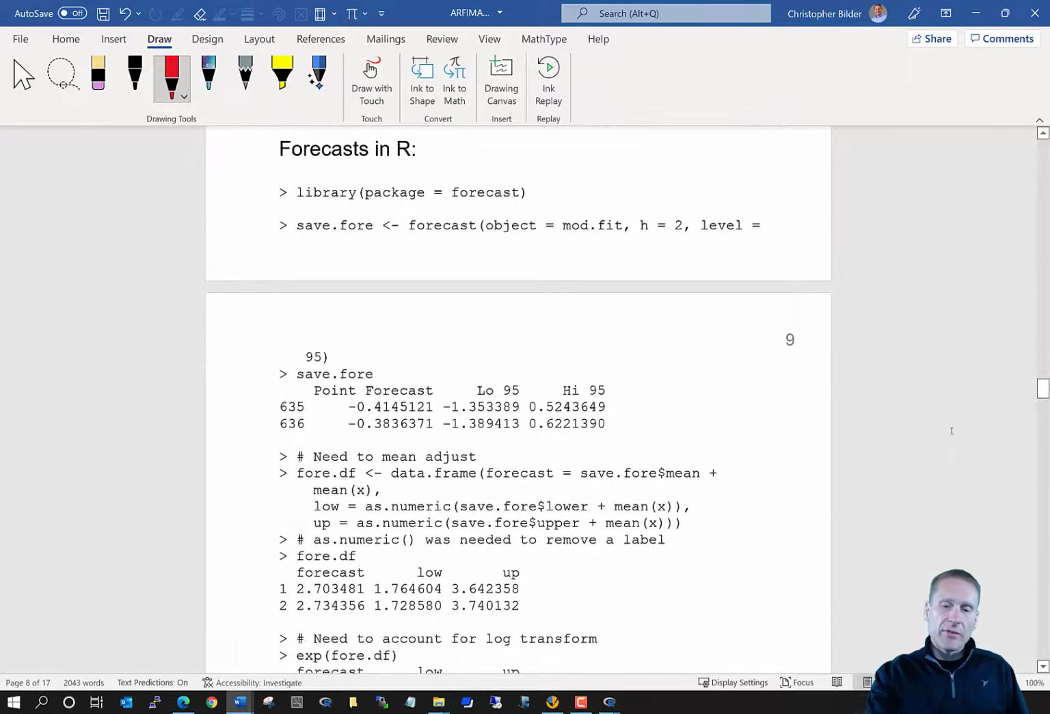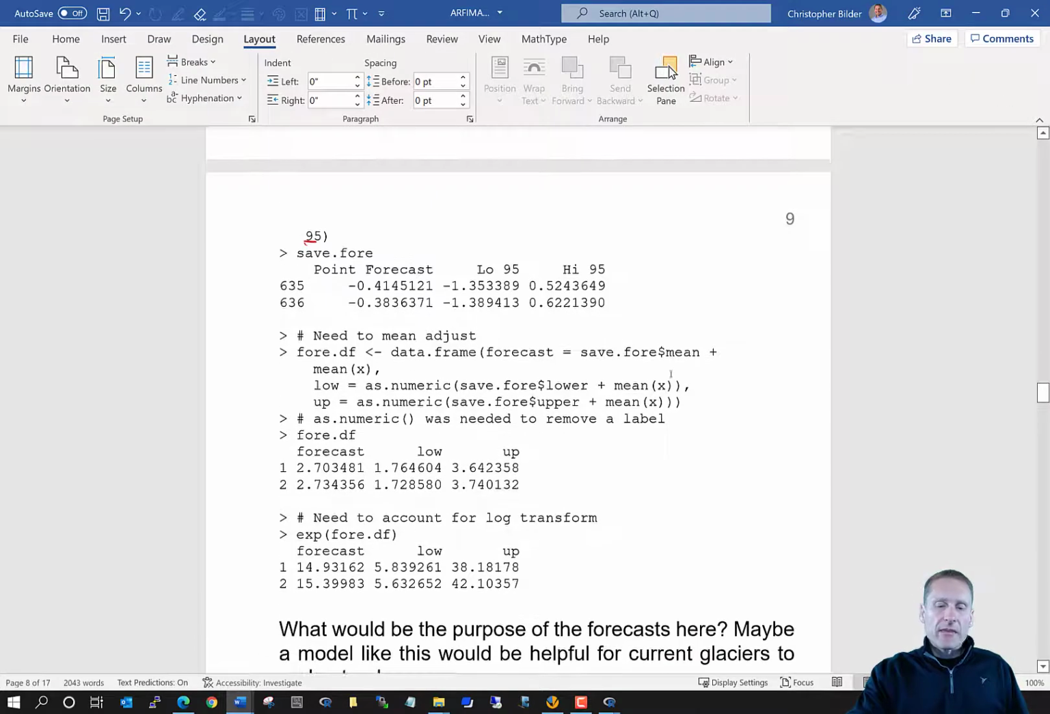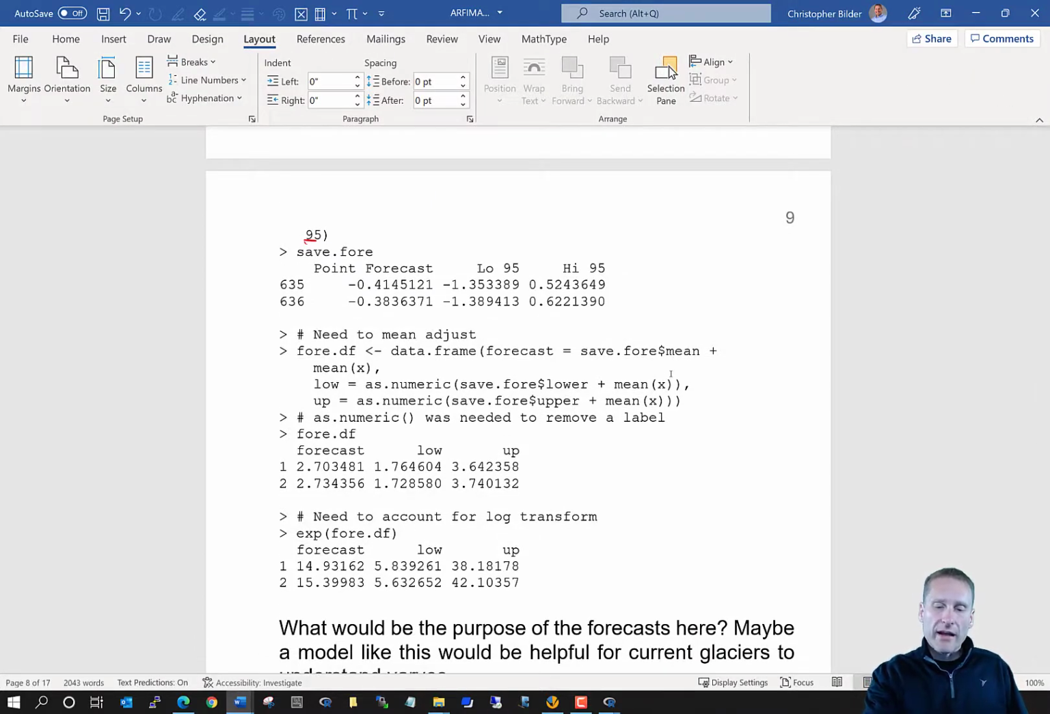So let's go ahead and simply use the forecast package to do these forecasts. My model fit object is mod.fit. We'll just try 2 points ahead and 95% intervals. So here's then my corresponding point estimate. So this would actually be z tilde sub 635, 634, where my z's correspond to my mean adjusted data.